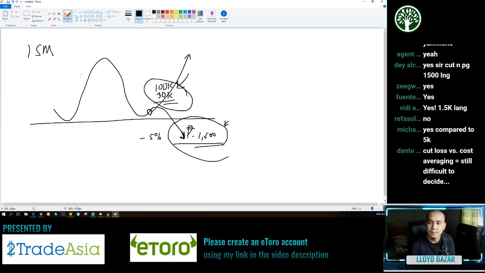Build your tolerance, right? Titigas at titigas kayo as a trader that way. This is how you become a good trader. This is how you become manhid. Start with small amounts, right?